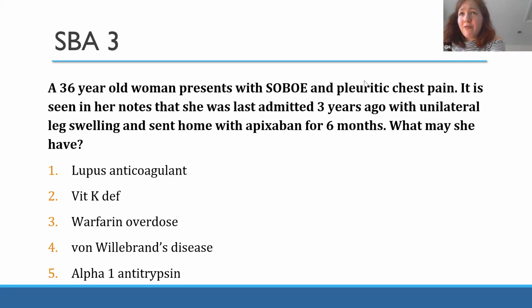DOACs are not prothrombotic when you first use them, so you don't need to bridge with low molecular weight heparin. Usually you can just switch them straight away.